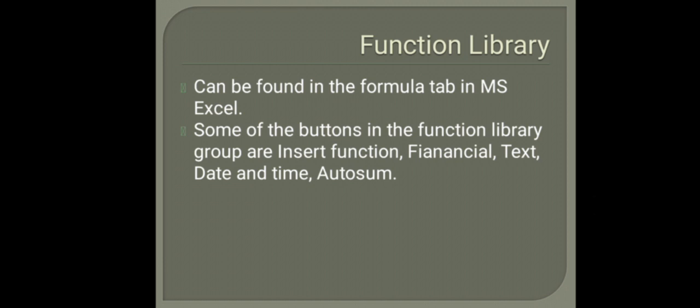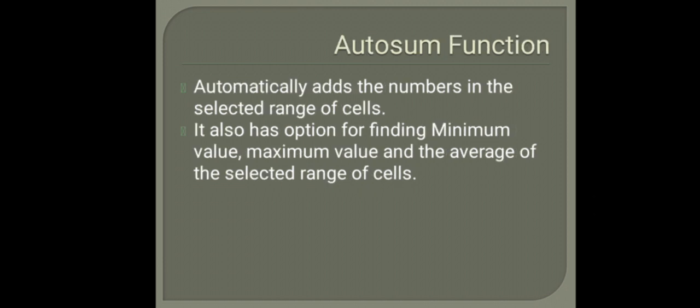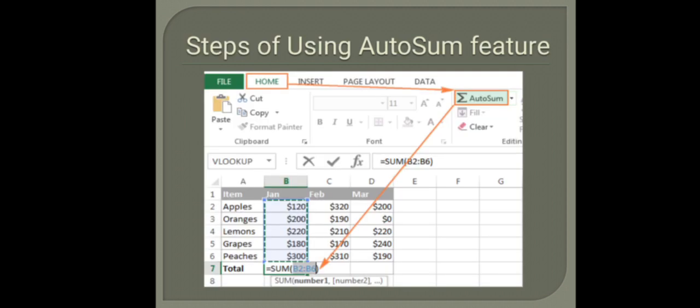Now the next one is auto sum. Auto sum automatically adds the numbers in the selected range of cells. It is the most commonly used function in MS Excel, and apart from addition, it also has options for finding the minimum value, maximum value, and the average of the selected range of cells, or we can count the numbers in a particular cell. The auto sum button is also present in the editing group of buttons on the home tab.